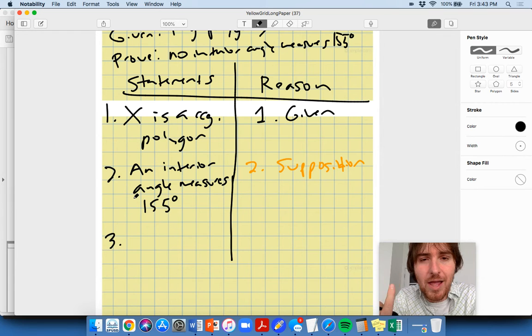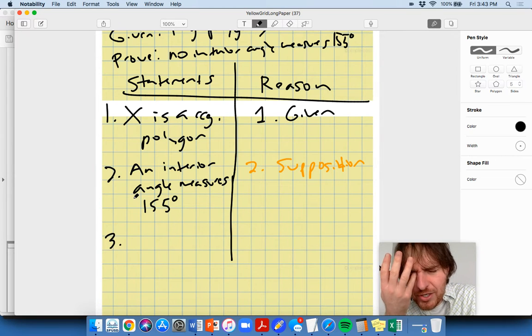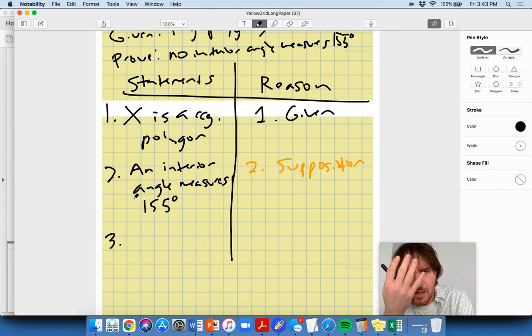A triangle has 3 sides. A quadrilateral has 4 sides. A pentagon has 5 sides. A hexagon has 6 sides. A heptagon has 7 sides. An octagon has 8 sides. A nonagon has 9 sides. A decagon has 10 sides. I don't know what the 11-sided one is. Who cares? A dodecagon has 12 sides. You gotta love the dodecagon. We don't care about that 11-sided one.